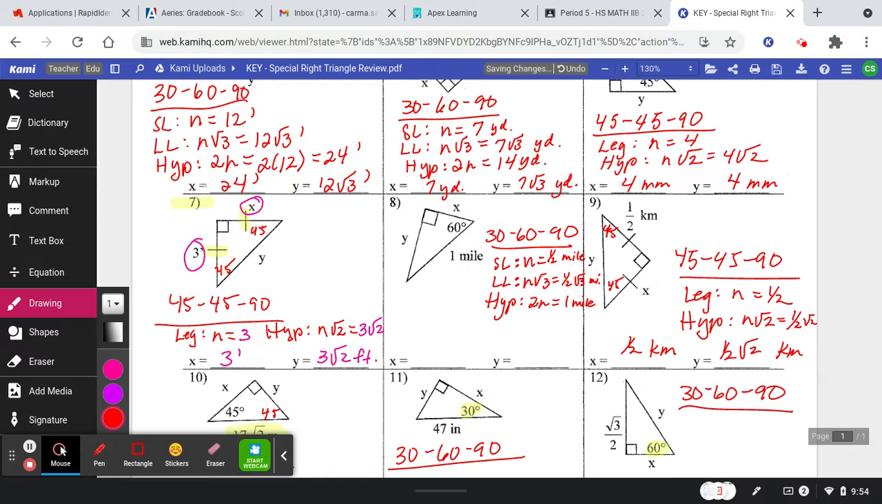Okay, so my x is my short leg. That's a half mile. And my y is the long leg. That's half root 3 miles.